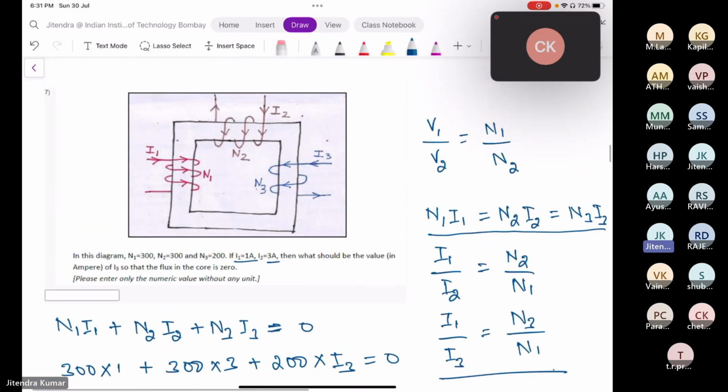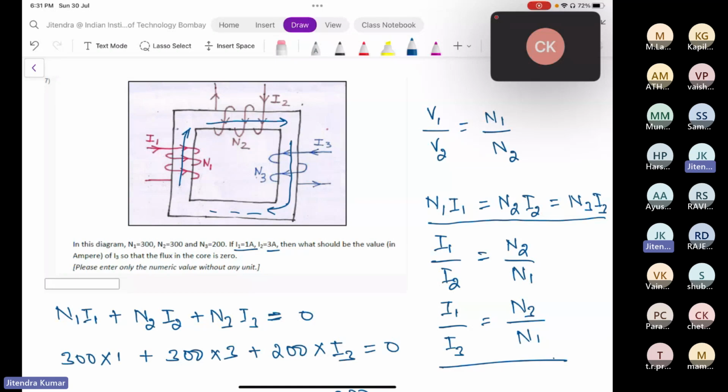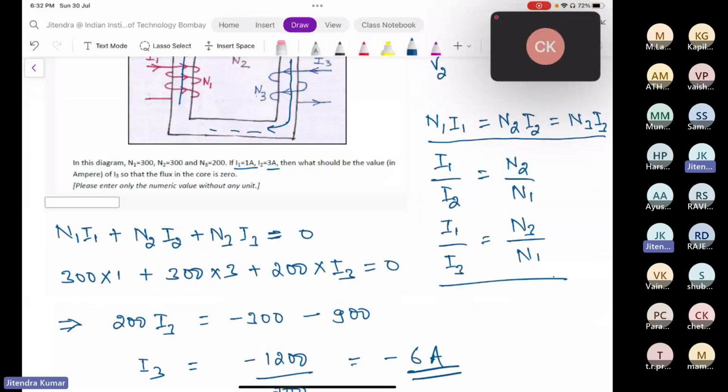So I3 should be minus 6 ampere, but we should not conclude here. We should verify whether the direction of flux is correct or not. From N1 I1, the flux will have the tendency to flow clockwise. From N2 I2, again the flux will have the tendency to flow clockwise. And from N3 I3, again the flux has the tendency to flow clockwise. But to maintain the zero value of flux in the core, either you should reverse the winding of the third coil or you should reverse the direction of current in the third coil. Okay, so here the winding configuration is already decided, so the only thing in our hand is the current direction, so we can reverse the current direction and it should be 6 ampere.